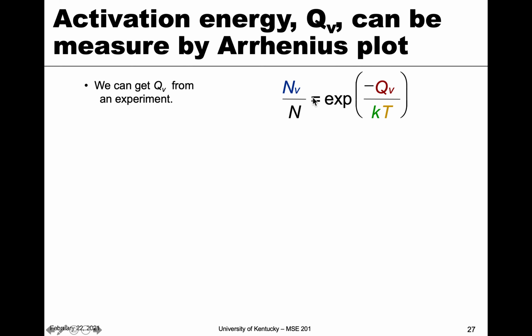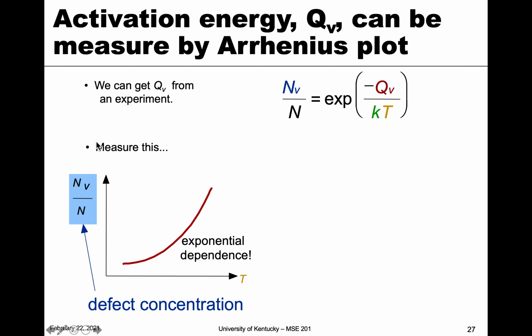And what we would do in that experiment is try to determine the number of vacancies as a function of temperature, and then use that to determine this activation energy. However, we see that this expression is exponential, right? So if we plot NV over N as a function of temperature, we get this exponential dependence. And we could fit this with an exponential fit, but it's customary and easier for us to linear fit something. And so instead, we do what's called an Arrhenius plot.